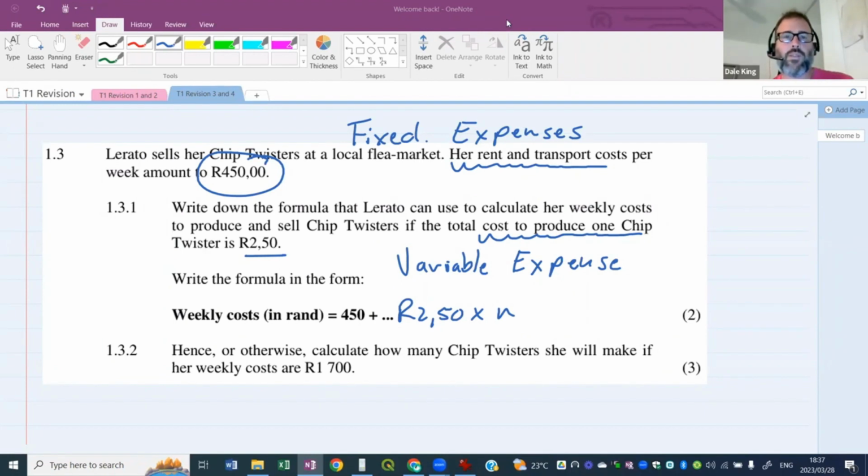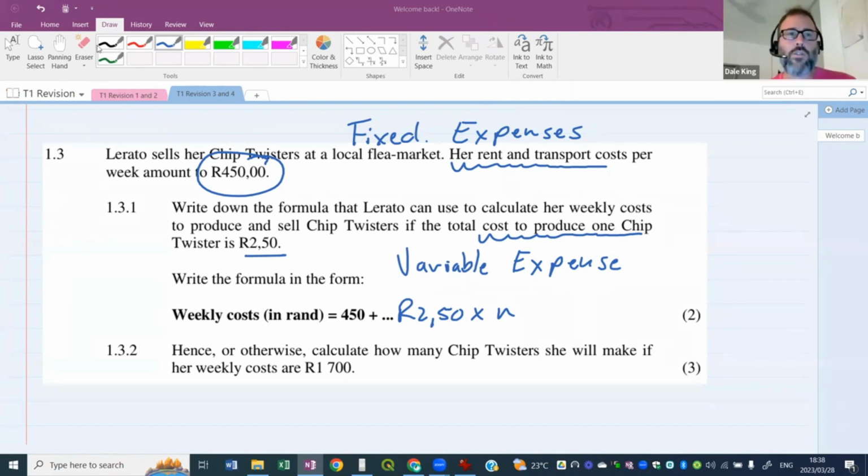Oh, I can hear people typing. Don't worry, Relato. We're going to help you out now. How many she sold? There we go. N equals how many, almost said chips, how many chips she sold. All right. So N is how many chips she sold.